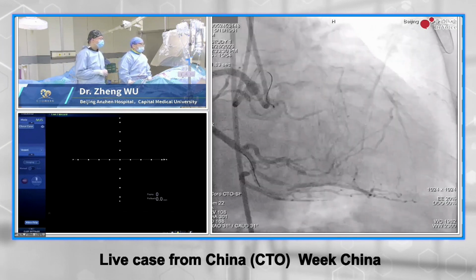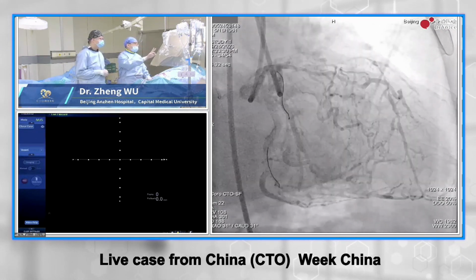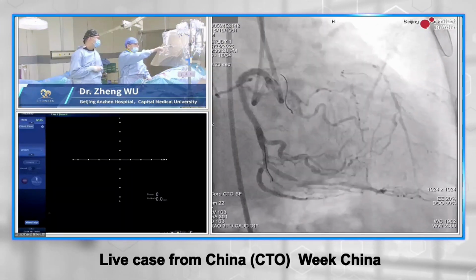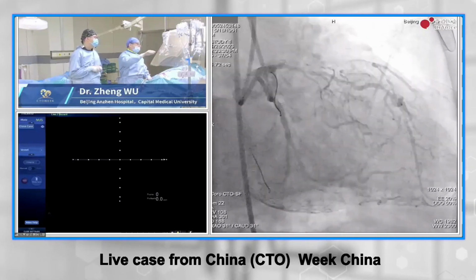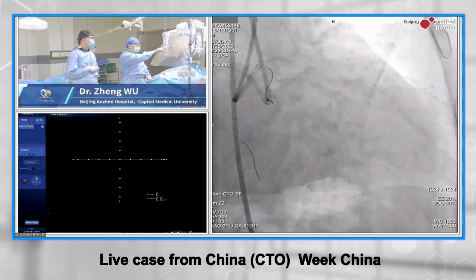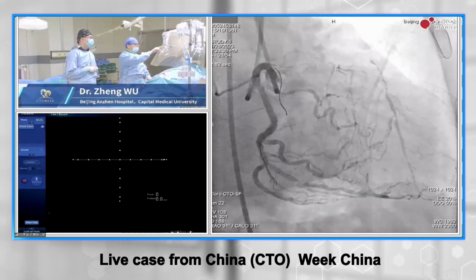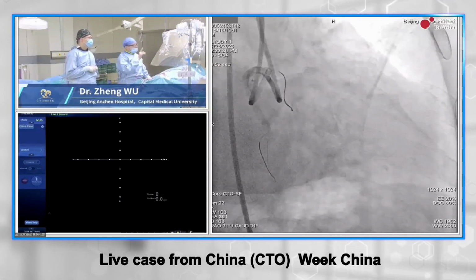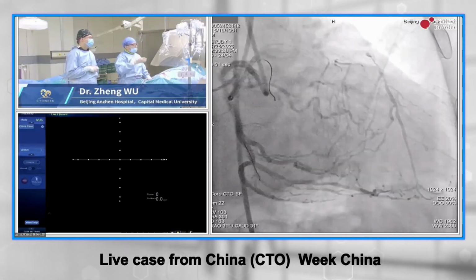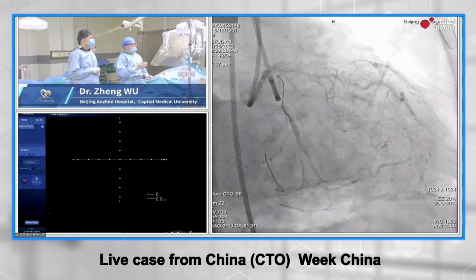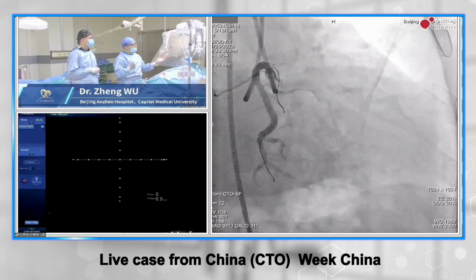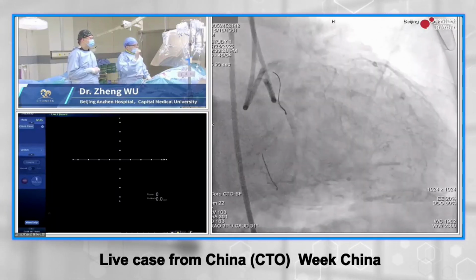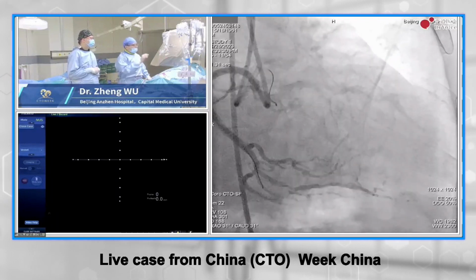Can somebody fix the piece? So we have two choices of retrograde approach, retrograde channel. The first one, you can see very clearly the epicardial channel from the acute marginal to the distal landing zone. I think it's a good choice because we can find a good attacking angle, and we can have a long attacking zone. But I think the epicardial channel has some risk when we cross it because it's so tortuous.